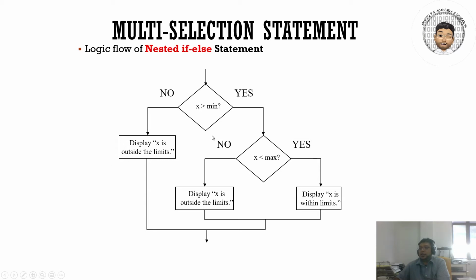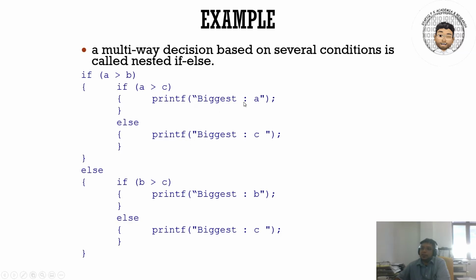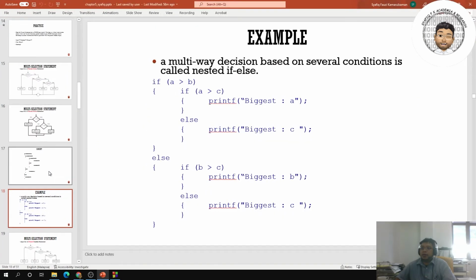So here is where we have an algorithm with condition within condition. This is the concept of the code. You have if condition 1, and within the if, you have another if condition 2, and then you have another if condition 3. So you need to remember, I need to highlight this one first. This one is easier.